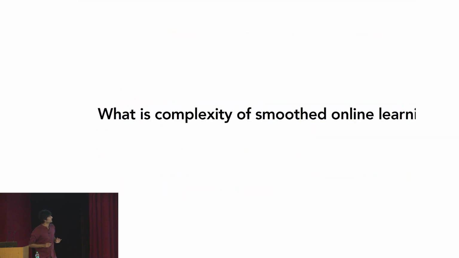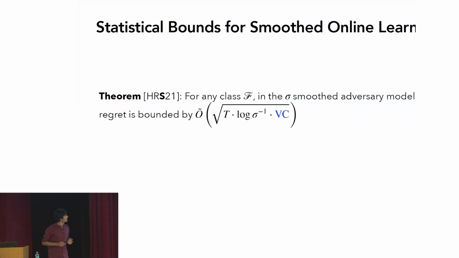Okay, so the question we are interested in is: what is the complexity of smooth online learning? In a paper a couple of years ago, we showed that for any class in the sigma-smooth adversarial model, the regret is bounded by square root of T times log 1 over sigma times the VC dimension. So as you change this noisiness parameter, you interpolate between the average case and the worst case, but as long as 1 over sigma is reasonably small, you get VC dimension dependent bounds.